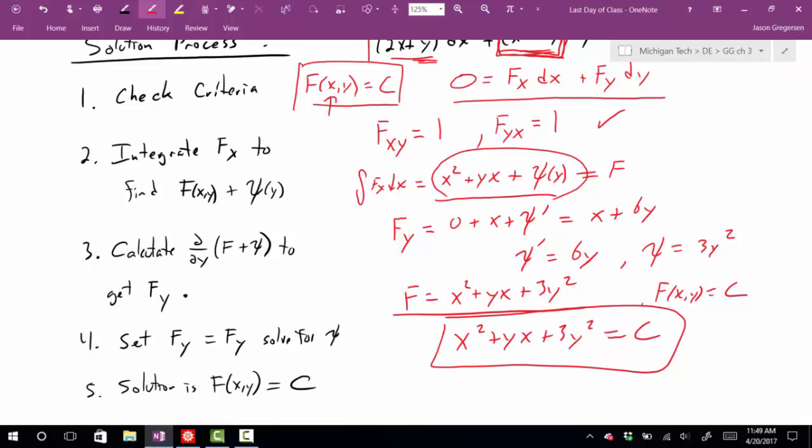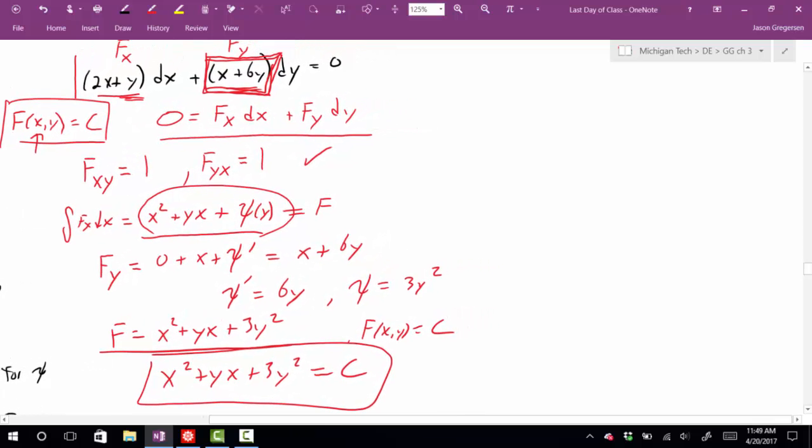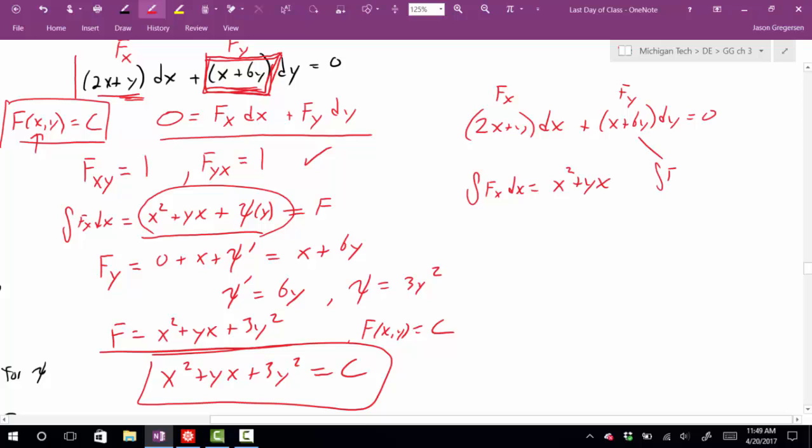All right. Now there was that dirty little secret, right? The dirty little secret was that we could really take our equation where we said this was f sub x and this was f sub y. We could really integrate f sub x with respect to x to get x squared plus y times x. We could really integrate f sub y with respect to y to get xy plus 3y squared.